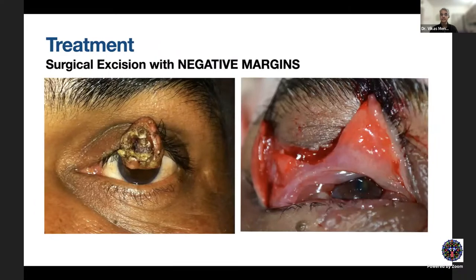The treatment remains, if it's a small, well-defined lesion, then surgical excision is the preferred treatment. But with capital letters, I have written negative margins. That is the most important caveat here, that whenever you are excising a lid malignancy, or you are excising a lesion which you even suspect to be a lid malignancy, go wide. So at least 4 millimeters minimum on either side, and subject the margins for histopathology always before you close up. So you should have negative margins reported on pathology. Otherwise, there is always a higher chance of recurrence, and also you can land up in a medico-legal mess also.